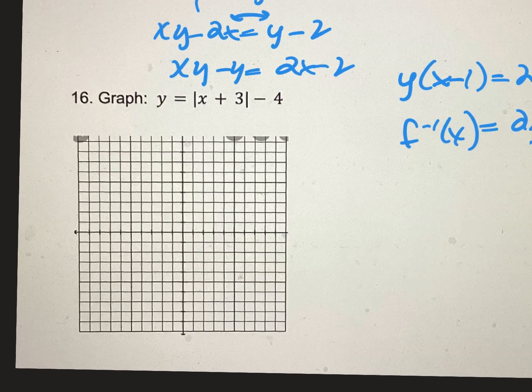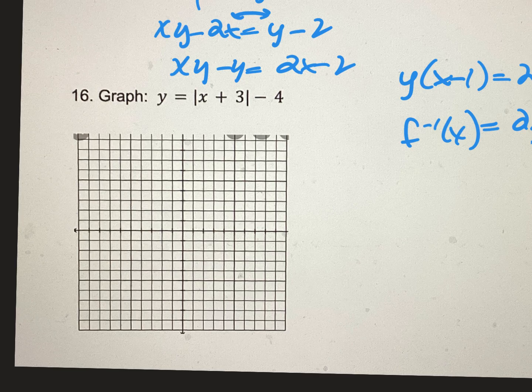Number 16, last one, there's absolutely 0 work on 16. You remember your shifts. We're going to shift 3 to the left. 1, 2, 3, 4 down. 1, 2, 3, 4. There's my vertex. Because there's a 1 in front of my absolute value, I'm going to go up 1 over 1, up 1 over 1. There's my 3 points. Draw your V. Absolute value equation is always a V shape. That's all you have to do for 16. All right, quite a bit of stuff on that one.